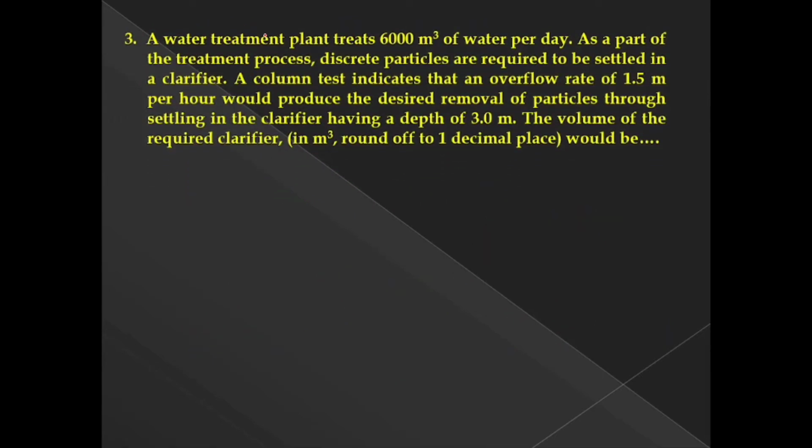Our third question is: a water treatment plant treats 6000 meter cube water per day, means Q is given as 6000 meter cube per day. As part of the treatment process, discrete particles are required to be settled in a clarifier. A column test indicates an overflow rate of 1.5 meter per hour, means the overflow rate OFR is given as this. This is our Q value, and this is our OFR, the overflow rate.